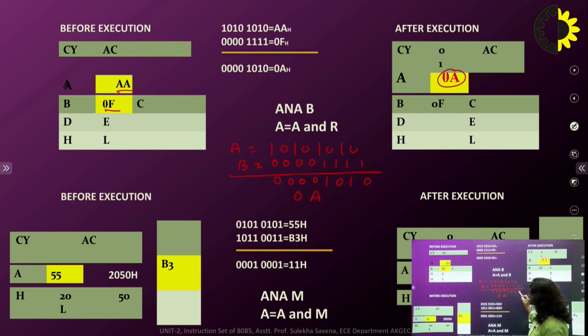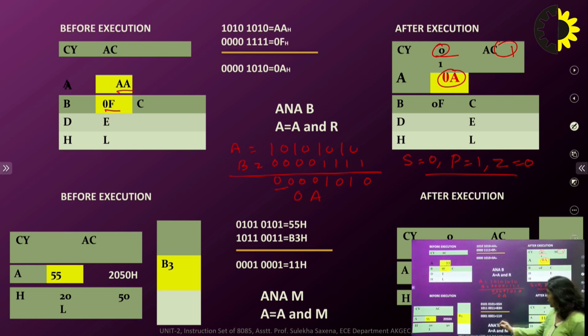Since we are performing this operation, the carry flag will be reset and auxiliary carry will be set. For the remaining values, the sign flag will be 0 since the MSB is 0. Since there are an even number of ones in the data, the parity flag will be 1. And since there is a non-zero result, the zero flag will be 0. So this is the value of the overall flag register after the AND operation.